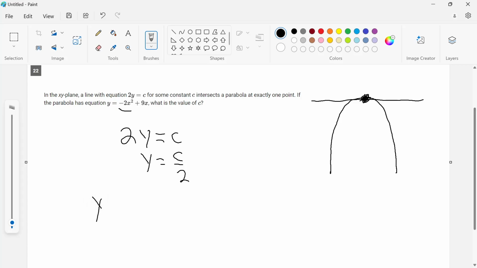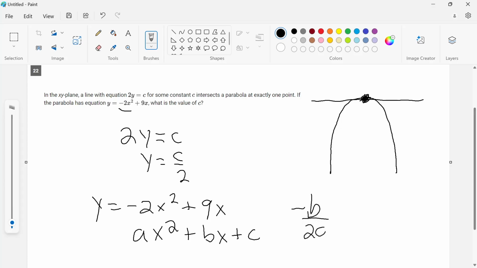A couple ways to do this. y equals negative 2x squared plus 9x. When a parabola or quadratic is written as ax squared plus bx plus c, negative b over 2a is the x coordinate of the vertex. In this case, it would be negative 9 over 2 times negative 2, which is negative 9 over negative 4, or 9/4. And then to get the y value, all I have to do is plug 9/4 into the equation.